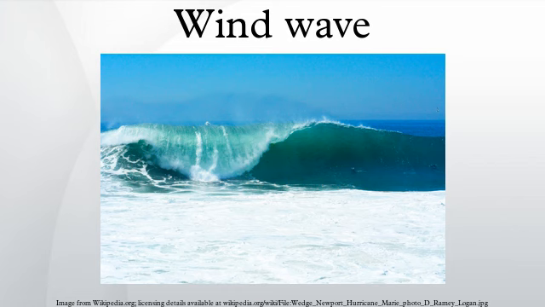Surface manifestations of internal waves have been photographed from space. Internal waves may mix nutrients into surface water and trigger plankton blooms. They can also affect submarines and oil platforms.